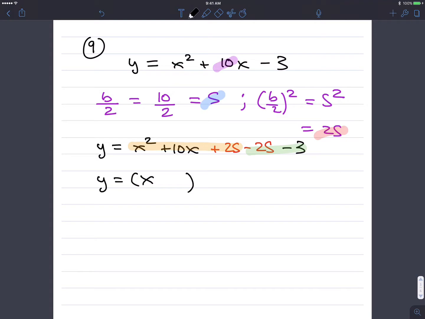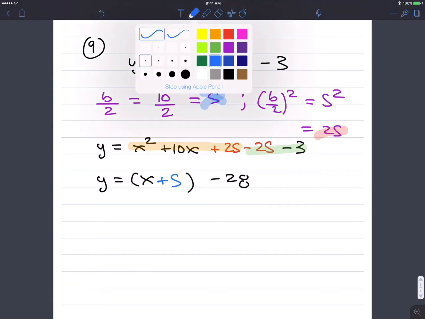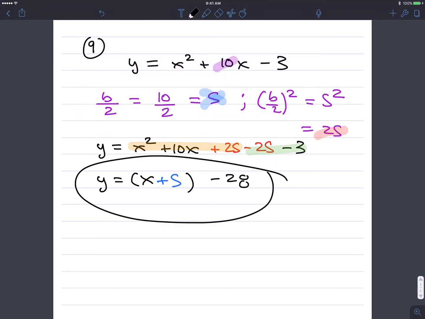So I have x here, and negative 25 minus 3 is negative 28. And don't forget, we have a positive 5 here. So this is where my plus 5 goes. We have completed the square. And this is number 9. Let's look for number 11.